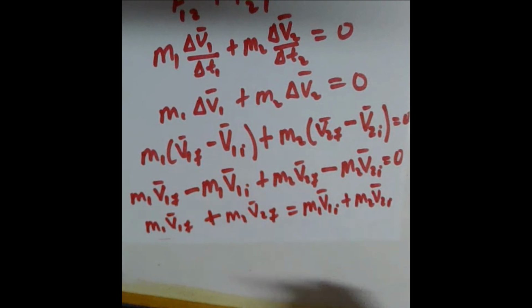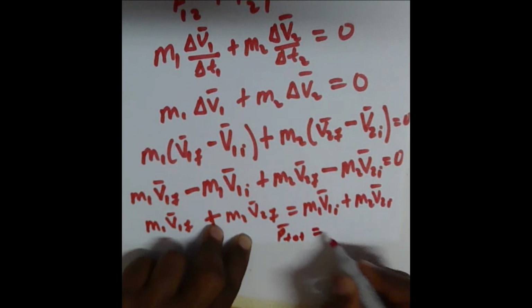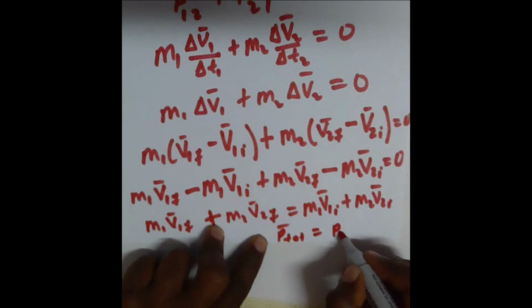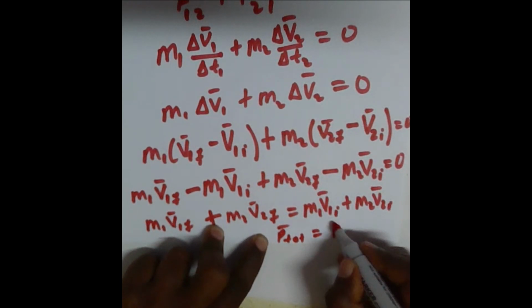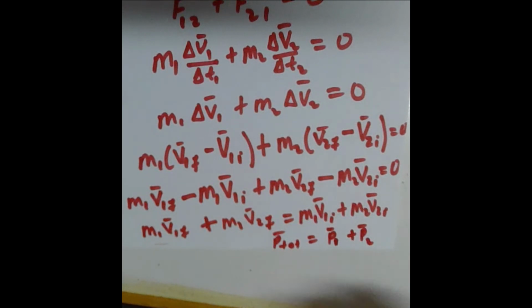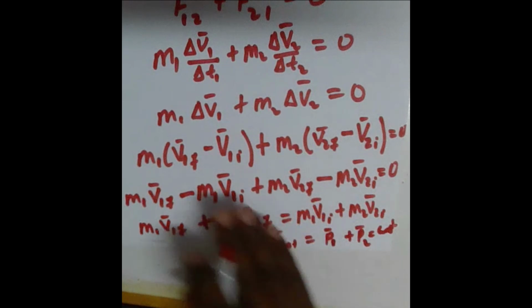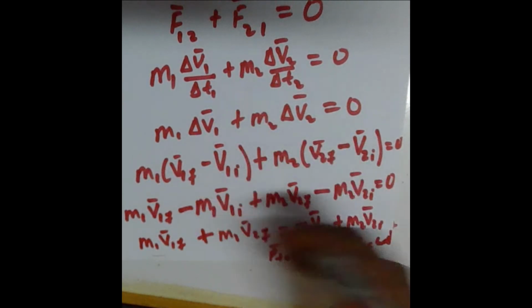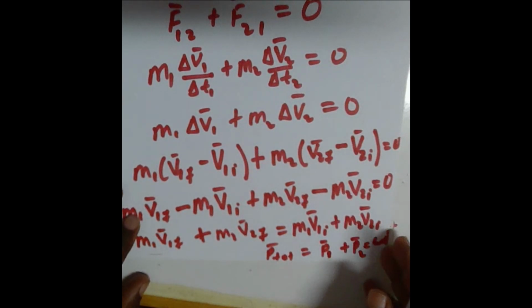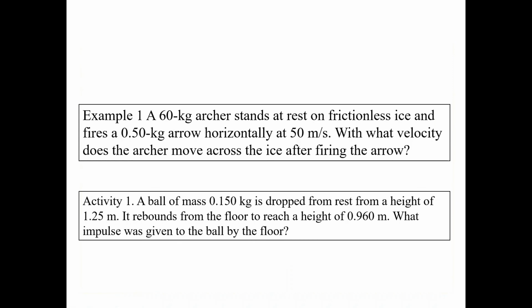So we can say that P total is always equal to P1 plus P2, which is always equal to a constant. This is always constant. So that's why we get this result in the case of linear momentum. Okay, so having this in mind, we can do this question.